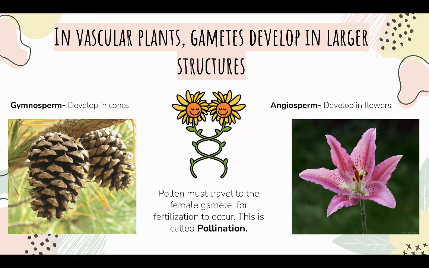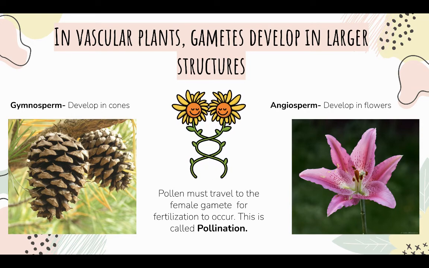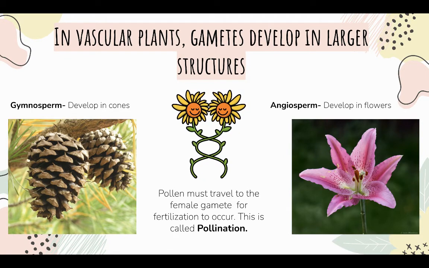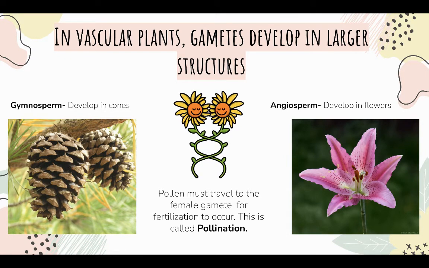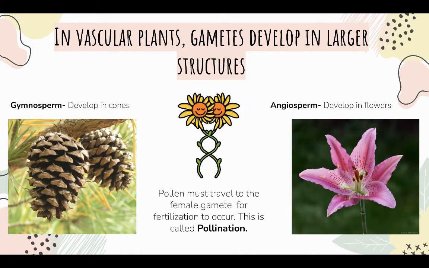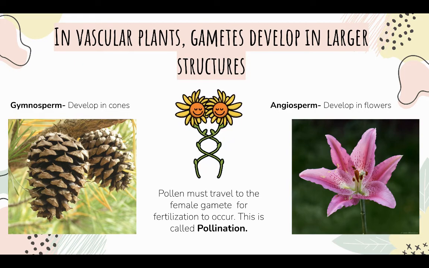Okay. In vascular plants, gametes develop in larger structures. So there's two different types. There's gymnosperms and there are angiosperms. So gymnosperms develop in cones. Angiosperms develop in flowers. Pollen must travel to the female gamete for fertilization to occur. This is called pollination.